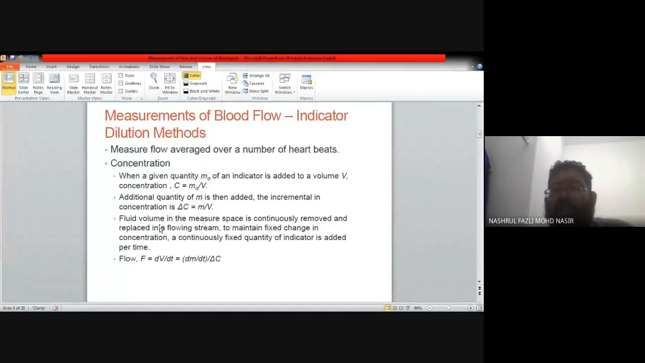Fluid volume in the measured space is continuously moved and replaced in the flowing stream to maintain a fixed change in the concentration. Look at this: a continuously fixed quantity of indicator is added per time. So you can see that we want to know the flow. So what is the difference of flow? V, volume kan. Volume.